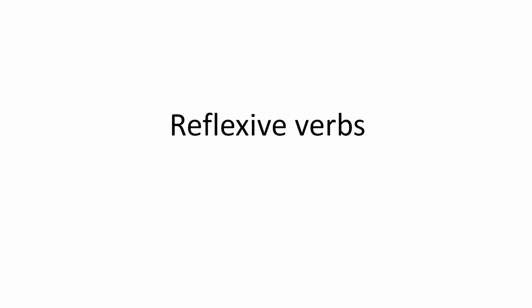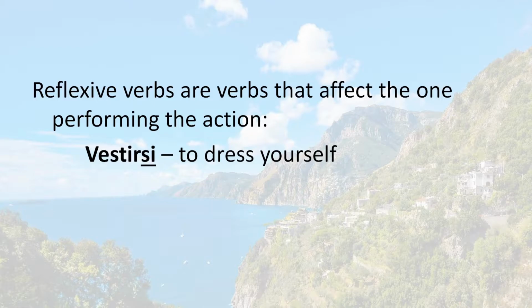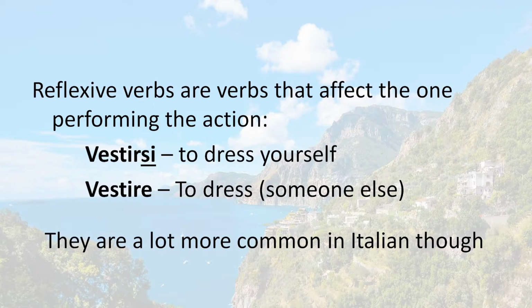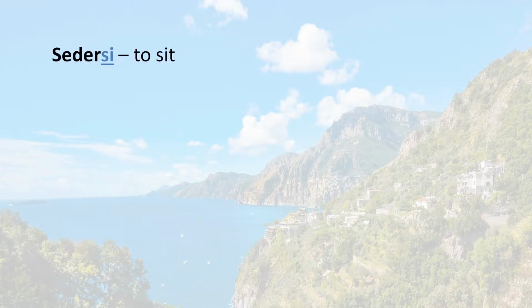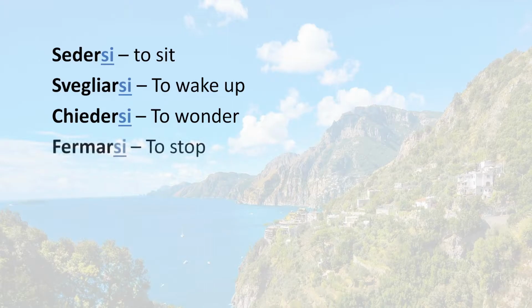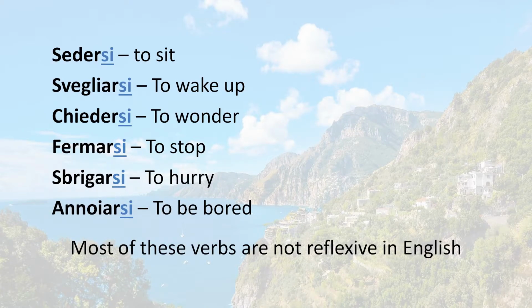Reflexive verbs. Reflexive verbs are verbs that affect the one performing the action. Vestirsi, to dress yourself. Vestire, to dress someone else. They are a lot more common in Italian though. Sedersi, to sit. Svegliarsi, to wake up. Chiedersi, to wonder. Fermarsi, to stop. Sbrigarsi, to hurry. Annoiarsi, to be bored. Most of these verbs are not reflexive in English.